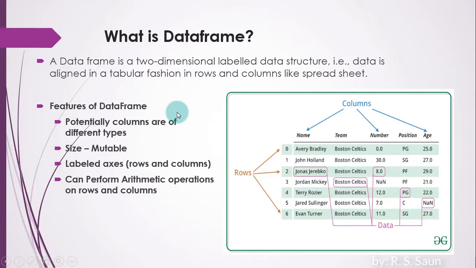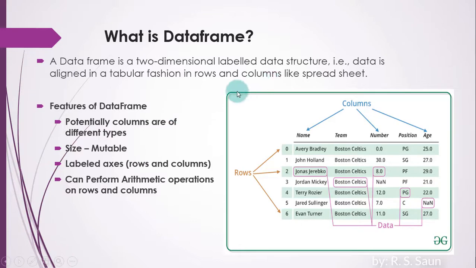Other characteristics of data frames are that they are size mutable. That means we can add or delete columns as well as rows after creating the data frame. They are not immutable, they are mutable. Secondly, a data frame object can contain different types of values along the column as well as along the row. And third, as in NumPy arrays we have arithmetic operations, similarly we can have arithmetic operations in data frames as they are based on NumPy only.